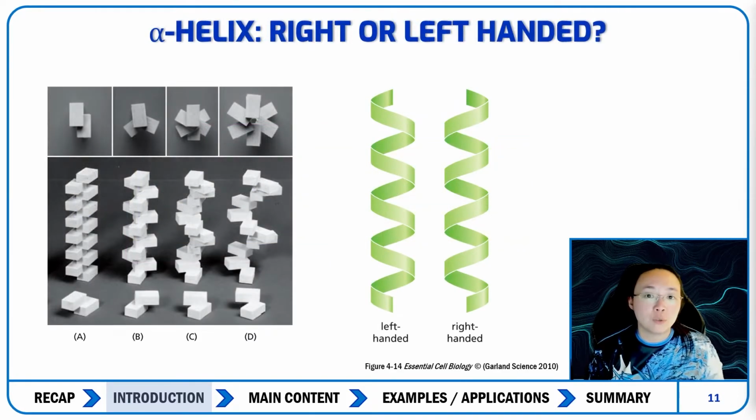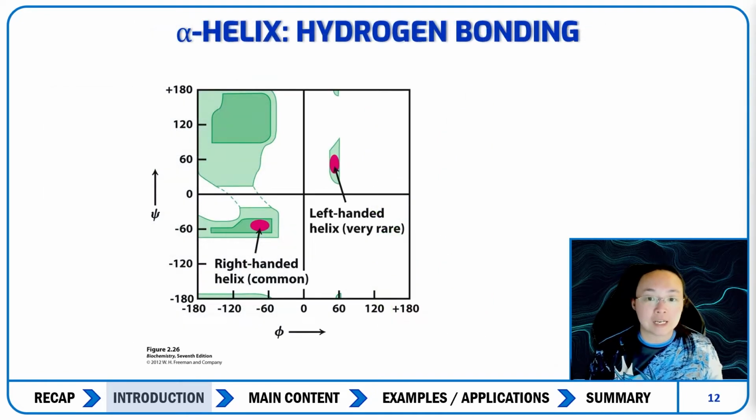But the other thing to note is when you turn something, it can be left-handed or right-handed. So with the alpha helix, we have to understand there are two different ways of forming one. It can be a right-handed alpha helix or a left-handed alpha helix. If we know both can exist, the next question is which one is more common, or are they both equally likely? And remember, in the previous lecture, we talked about the Ramachandran plot. That's where that comes in handy.